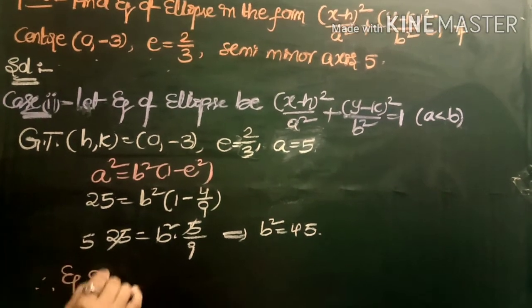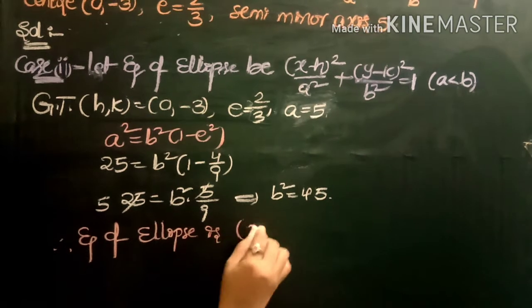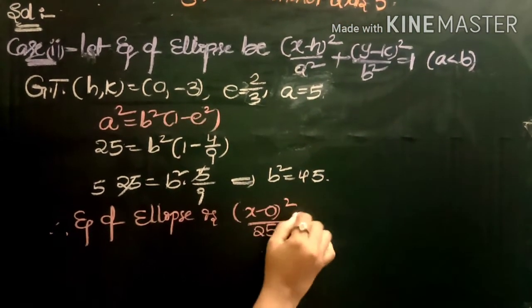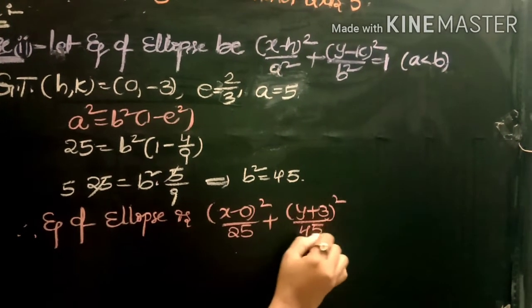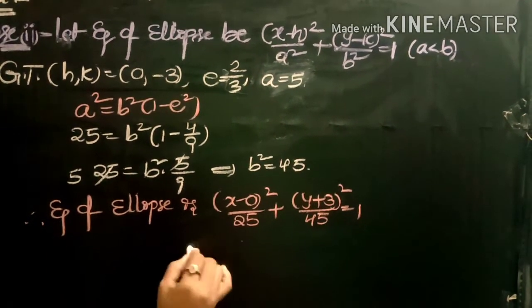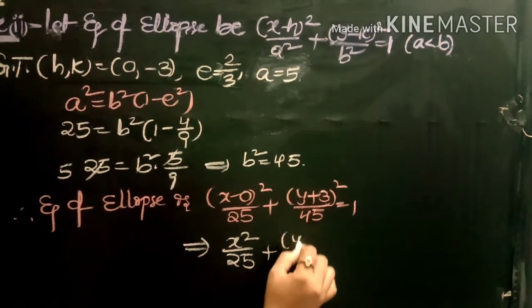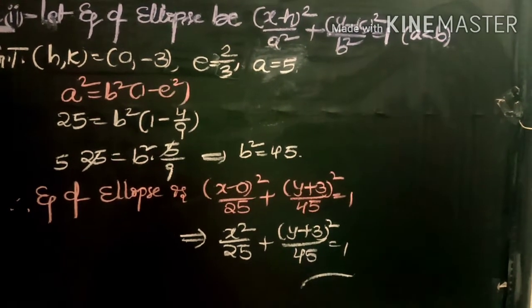Right. Therefore the equation of the ellipse is (x minus h) whole square by a square, that is (x minus 0) whole square by 25, plus (y plus 3) whole square by 45 equals 1. Which implies x square by 25 plus (y plus 3) whole square by 45 equals 1. That's all. This is the second answer.